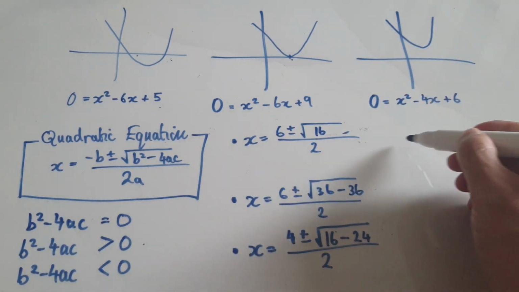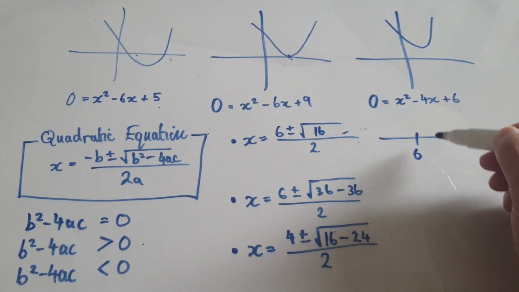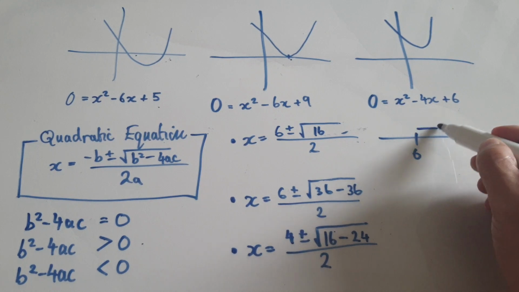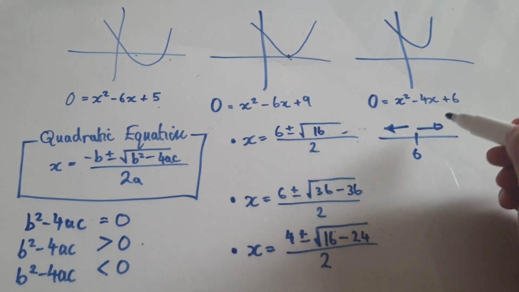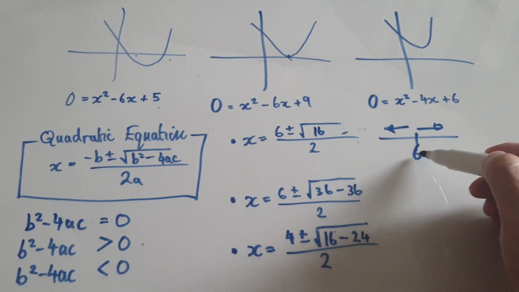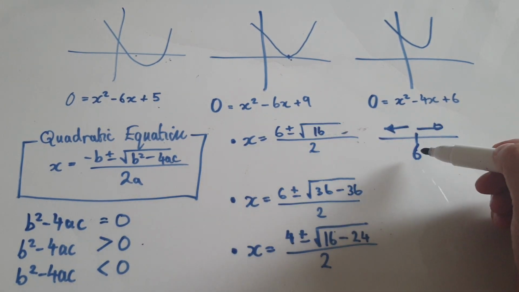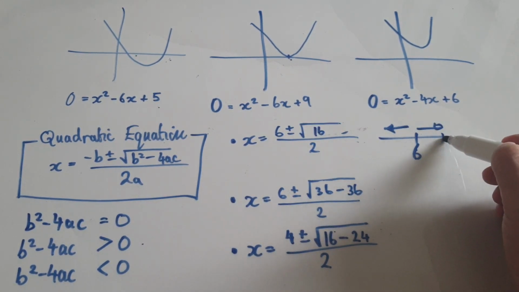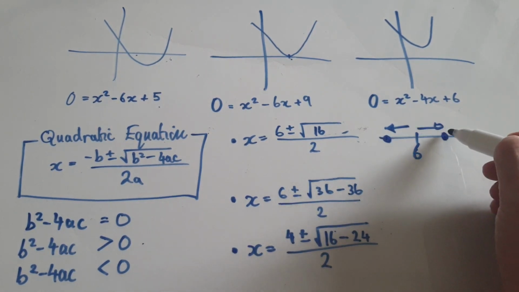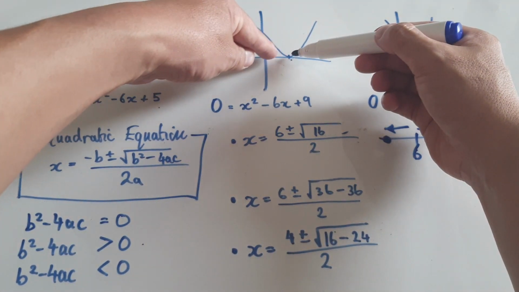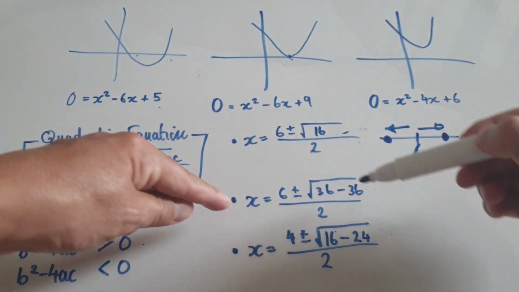So when you look at the numerator, you've got the number 6, and then you plus 4, and then you minus 4, because the square root of 16 is 4. So when you start at 6 and then you add 4, it takes you to this place. When you take away 4, it takes you to this place. So in here, you've got two solutions. Whereas if you look at this case here, put it into the equation, it gives you this.